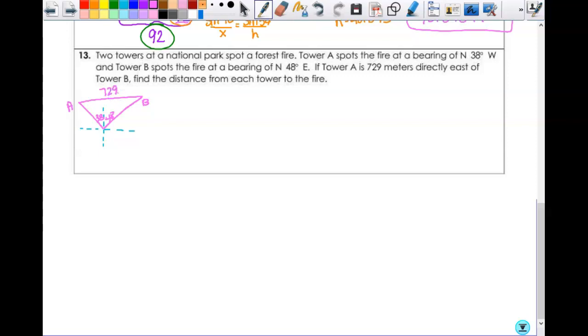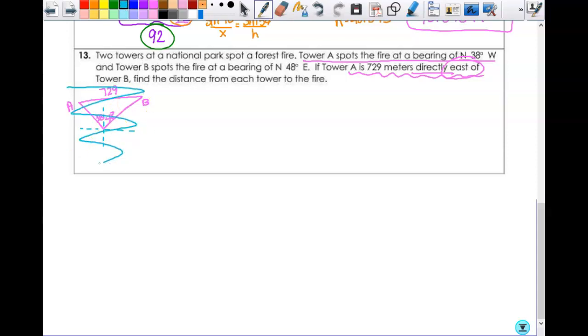So this is a no, and here's why. It says Tower A spots a fire at a bearing of. That means the bearing starts at Tower A. I'm standing at Tower A, and I'm looking at a bearing of whatever. This is me sitting at the fire looking at Tower A at that bearing, and me sitting at the fire and looking at Tower B at that. Plus, it goes on to say Tower A is 729 meters directly east. Well, most people that had these triangles, this wasn't even horizontal. If we're directly east, it's a horizontal line. So this is a no, but I want to make sure you understood why.